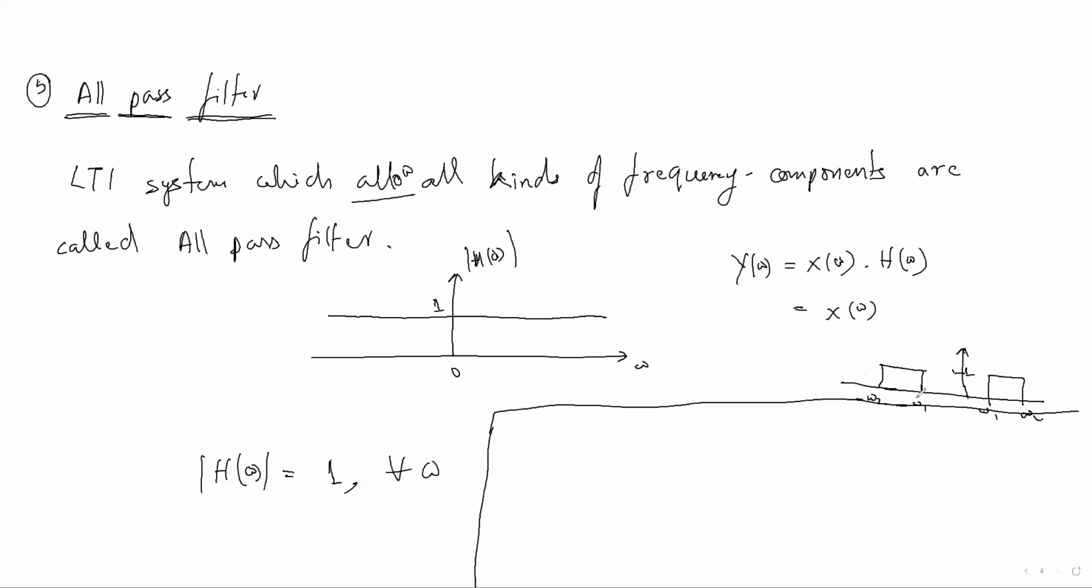Two terms you should know in this filter concept: the range of frequency components where the filter allows frequencies is called the pass band, and where it rejects is called the stop band. These two terms you should know. So what is pass band?